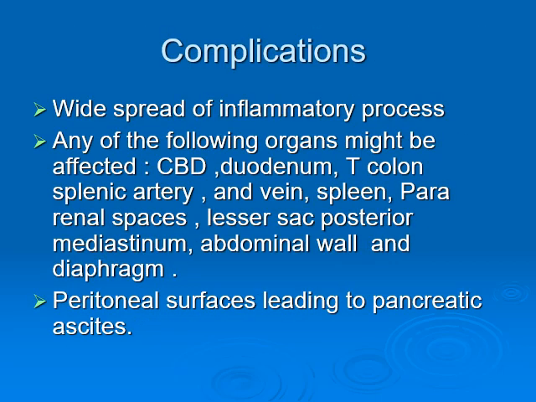Complication: widespread inflammatory process. Any of the following organs might be affected: common bile duct, duodenum, transverse colon, splenic artery and vein, spleen, pararenal space, lesser sac, posterior mediastinum, abdominal wall, and diaphragm. Peritoneal involvement leads to pancreatic ascites.